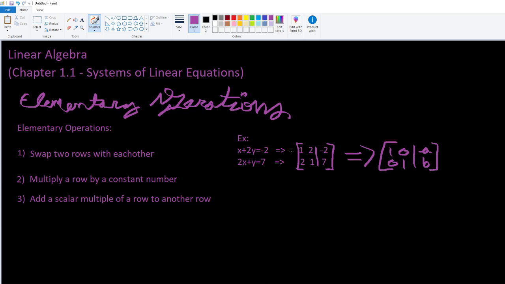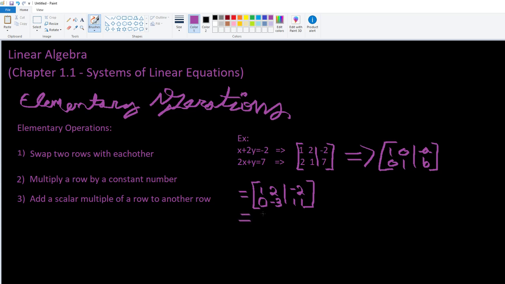So we're going to add -2 times row 1 to row 2. So here we're going to have 1, 2, -2, and we're going to do -2 times row 1 plus row 2. I wish you could see my mouse. -2 plus 2 is 0. -2 times 2 is -4 plus 1 is -3. -2 times -2 is 4 plus 7 is 11. So we can put an equal sign here, and another equal sign.